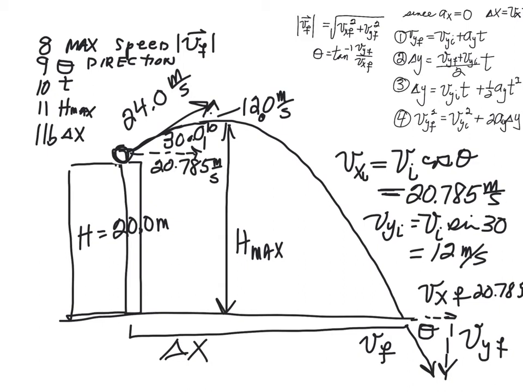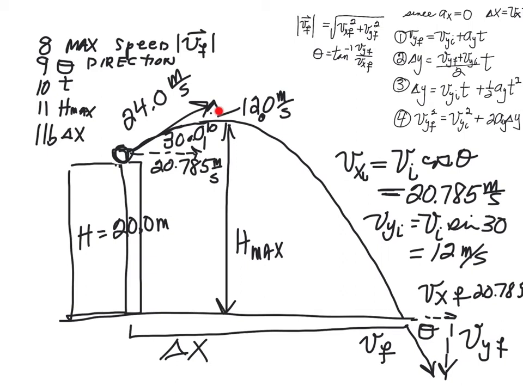And just before I forget, I'm going to write this down here, remembering that the Vx doesn't change because there's no acceleration in the x direction. And so I write that right down here so I don't forget it. And now to get the magnitude of this and the direction, I've got to find the y component of the final velocity, the Vy final.